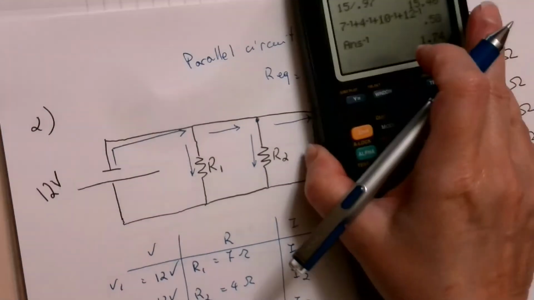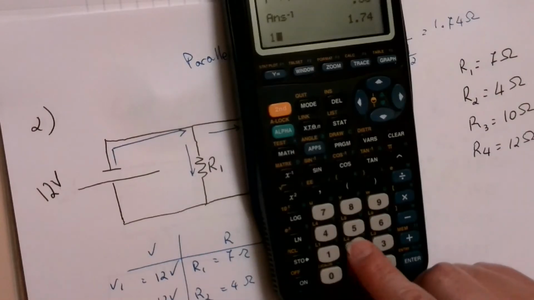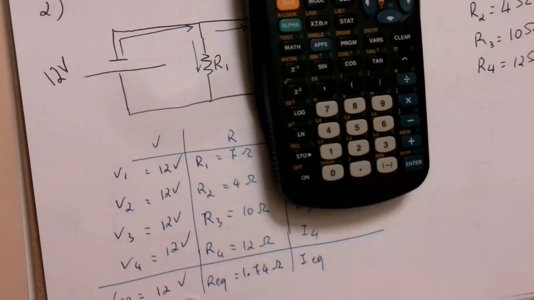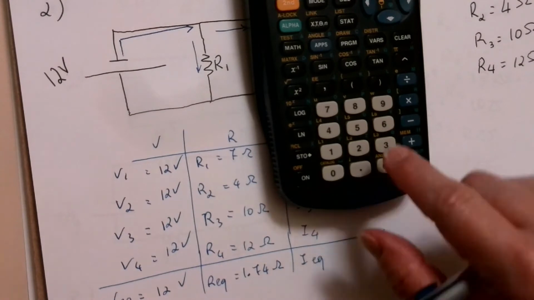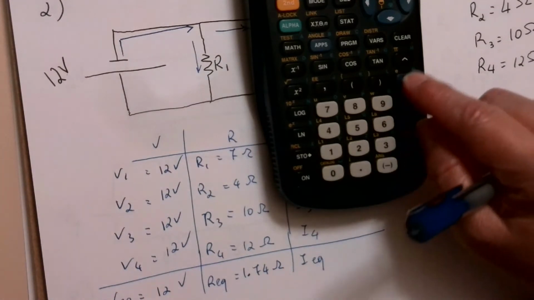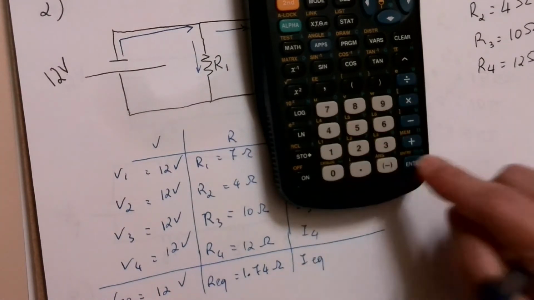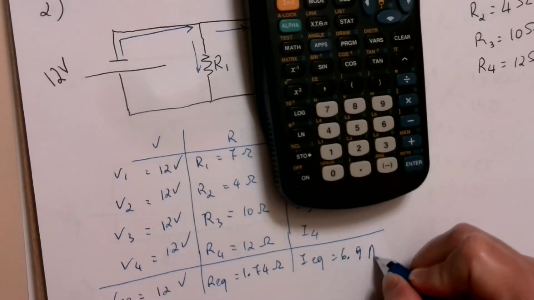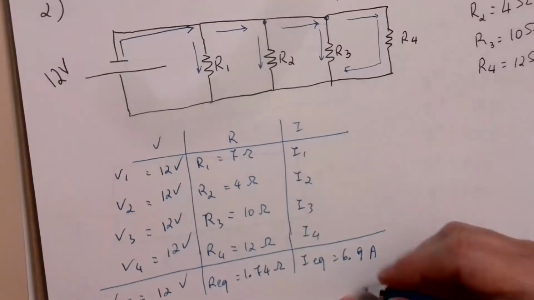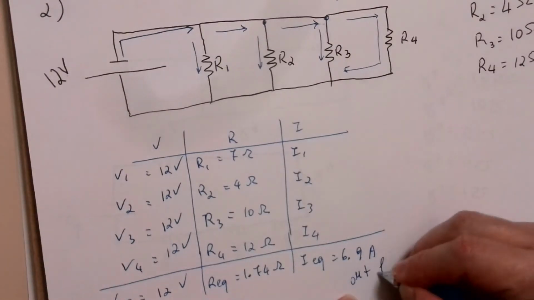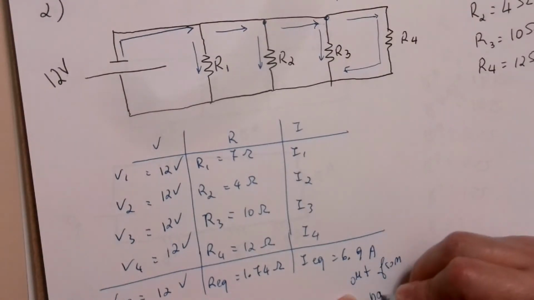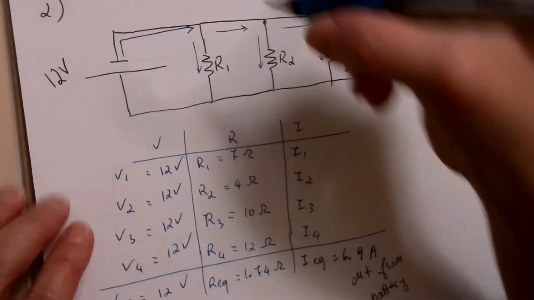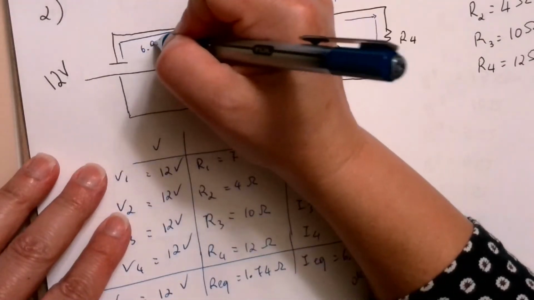Then the I equivalent is what? It's going to be the 12, right here, 12 divided by 1.74, and this is 6.9 amps. So this is the one out from battery. Okay, so this is 6.9.